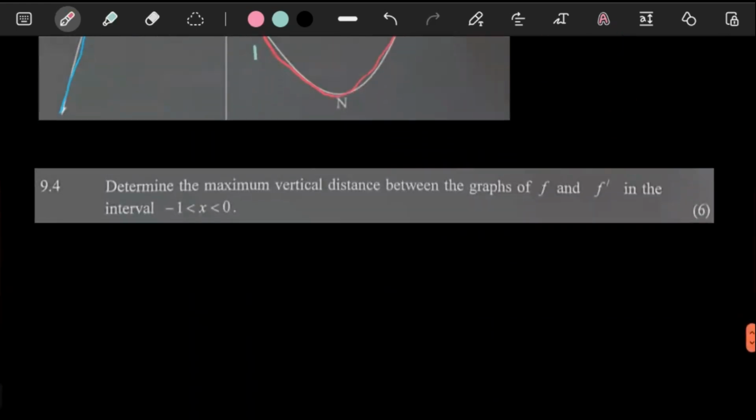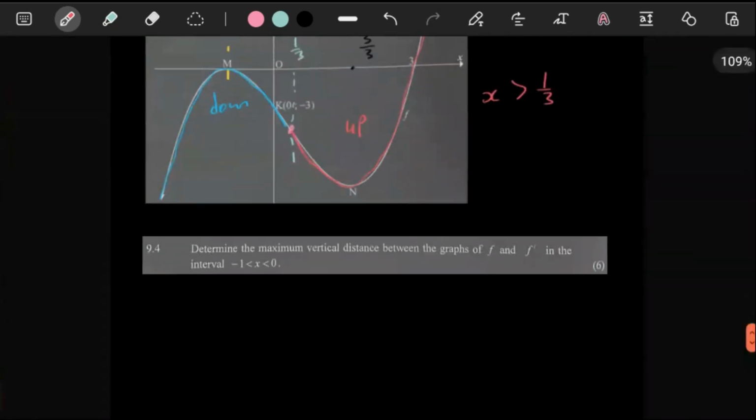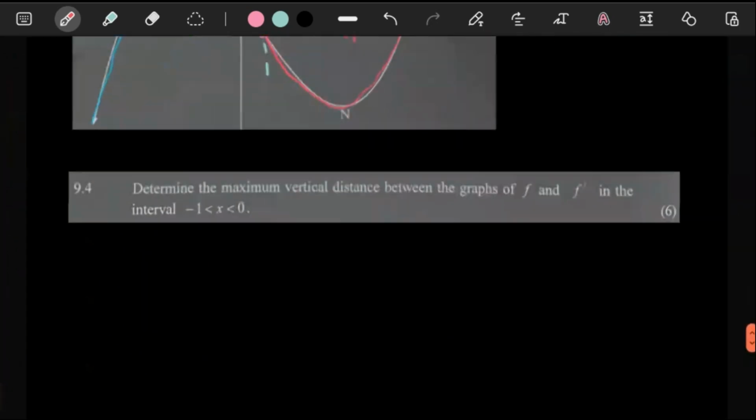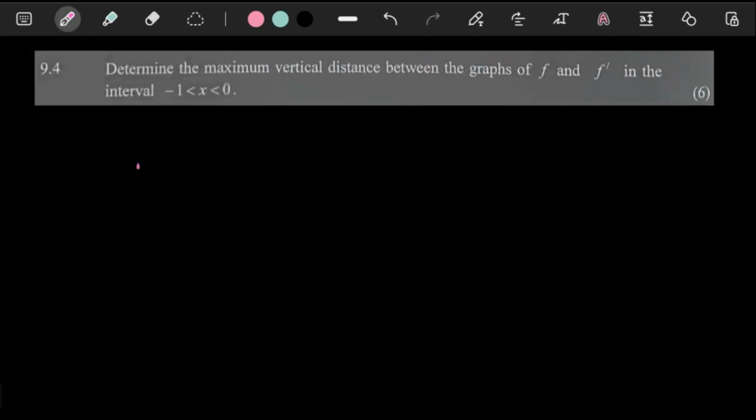For 6 marks, it says, determine the maximum vertical distance between f and the first derivative in the interval -1 to 0. Well, with this question, you don't want to overthink it. Without worrying too much, the first thing you can do is get the first derivative.